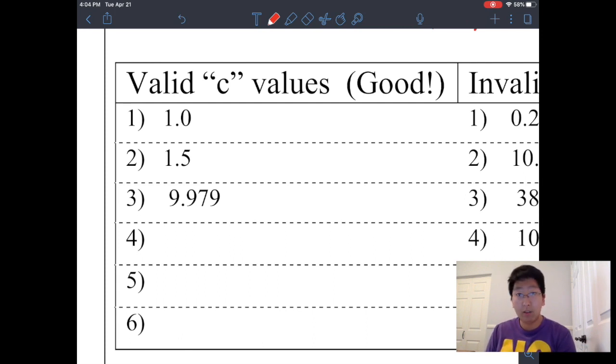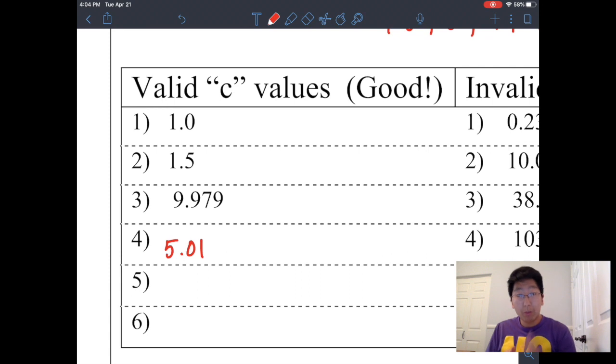9.979, that's our third example right here. That number is also greater than 1 and less than 10. I'm wondering, do you know any numbers that will work for us to put into scientific notation? So let's give a number.